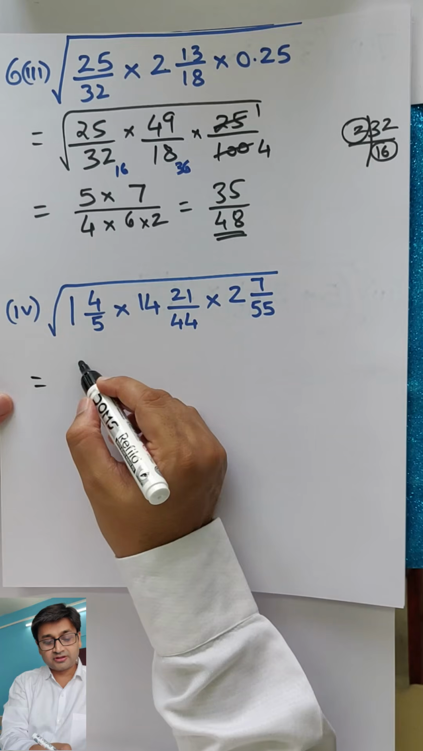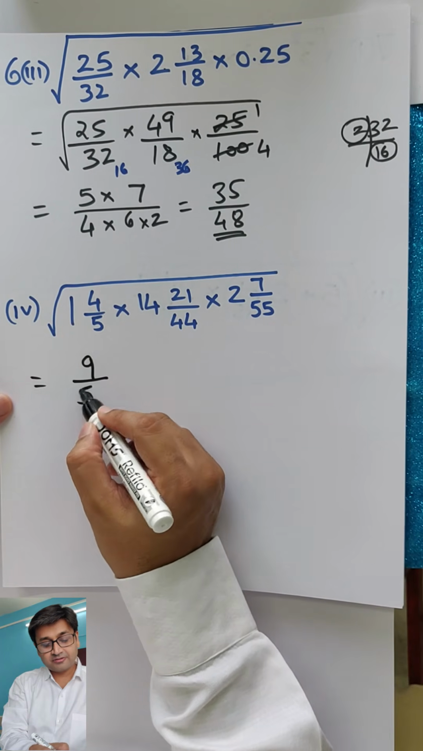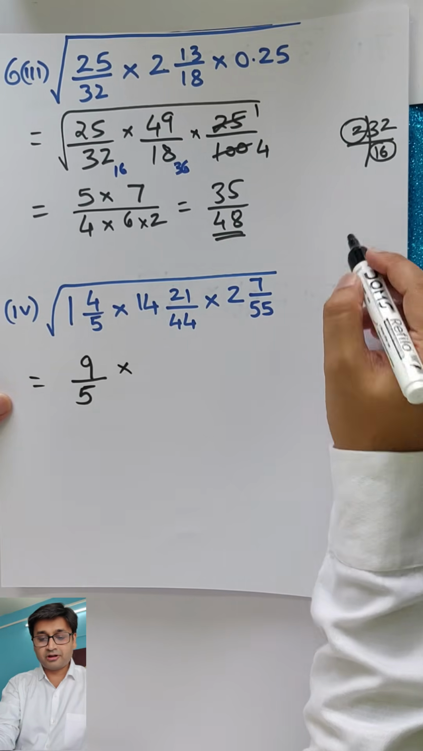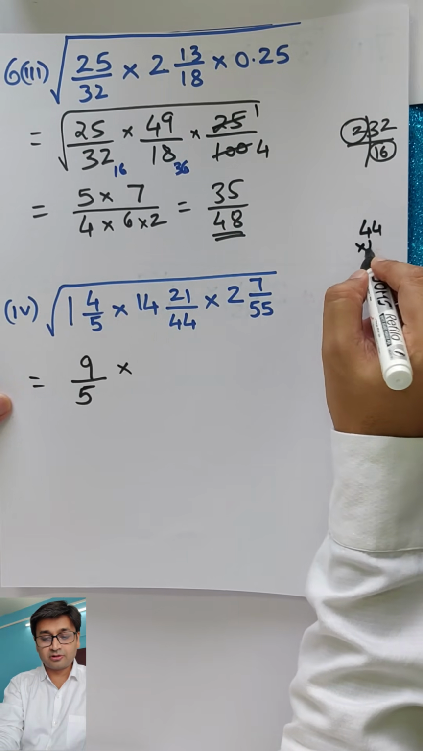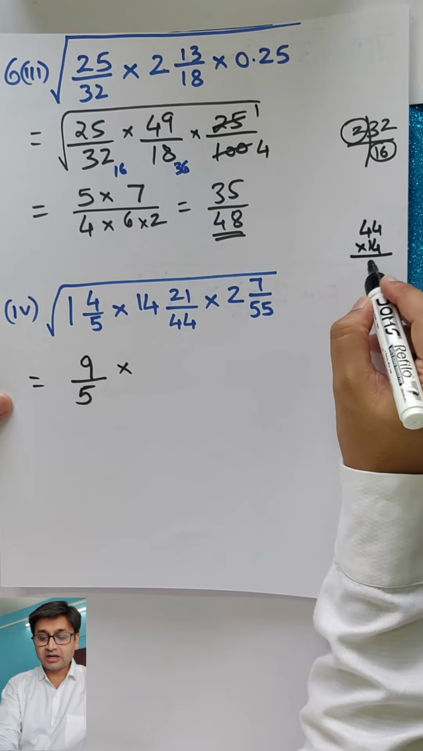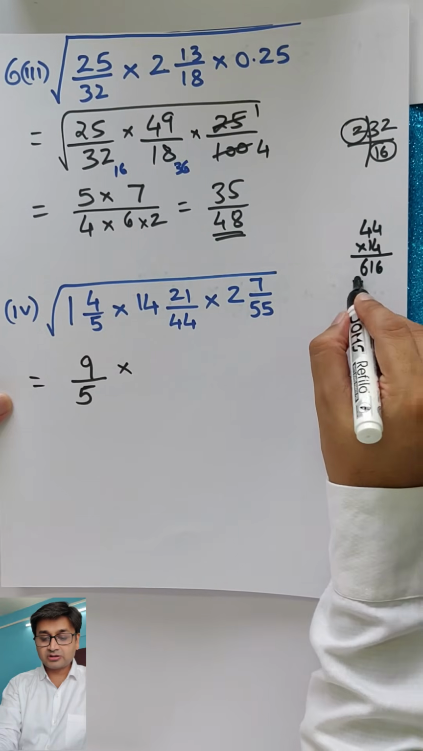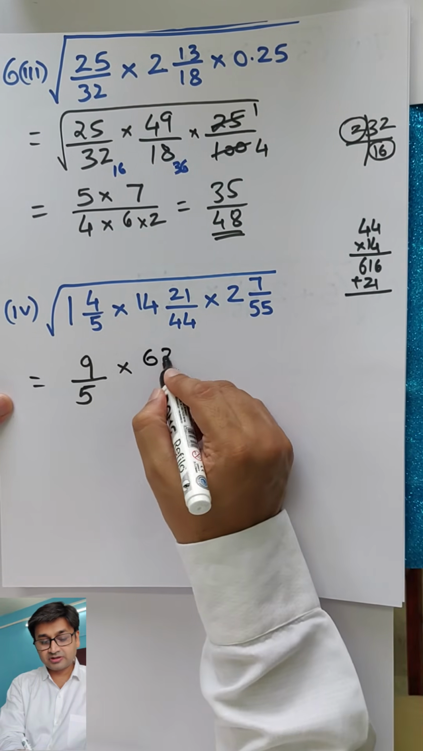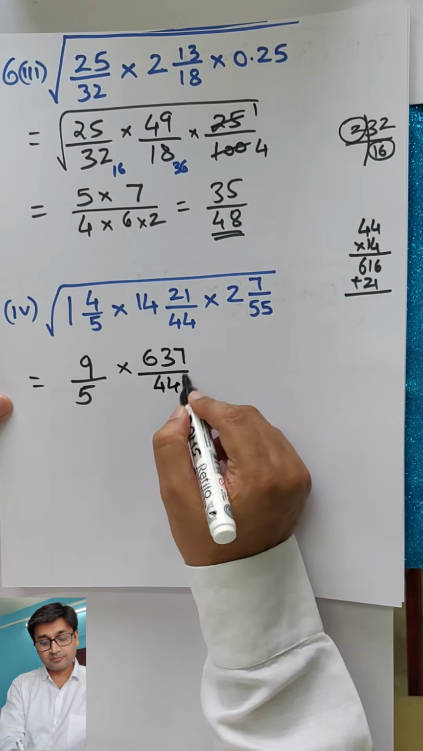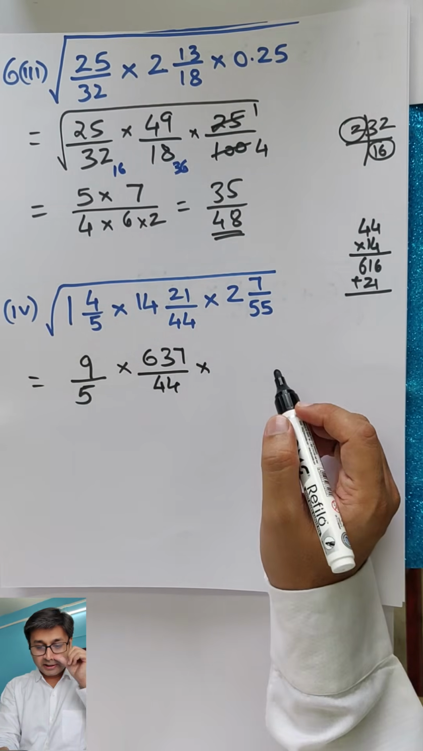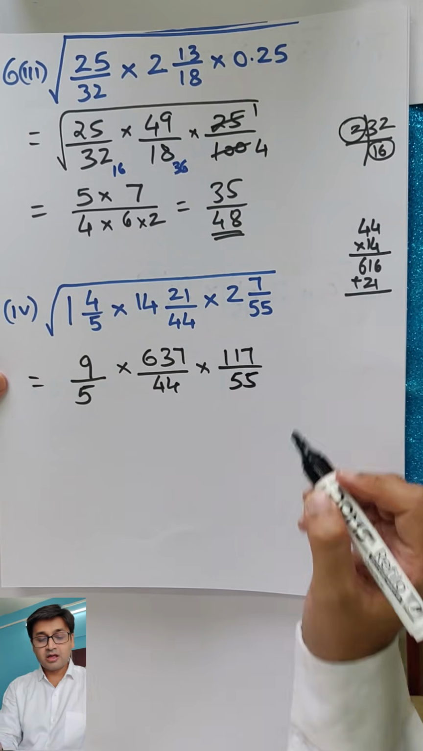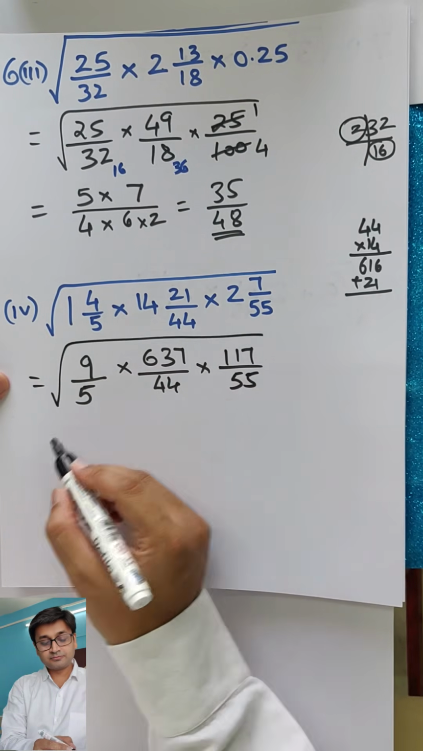So 5 ones are 5 plus 4, 9. Correct? 5 plus 4, 9. 14 into 44. So I'll have to multiply 44 into 14. So 4 4s are, I think it is 616 plus 21. So it should be 637. So 637 by 44 into 55 into 2, 110 plus 7. 117 by 55.